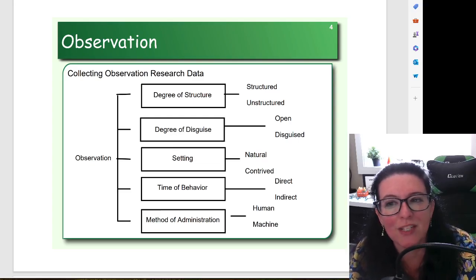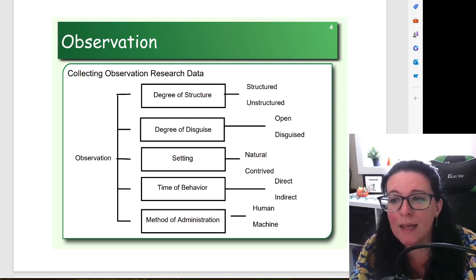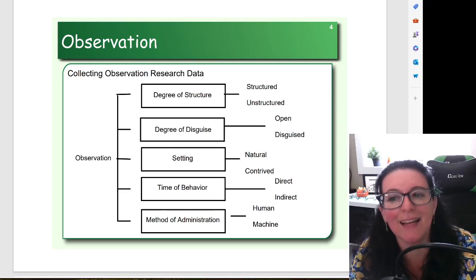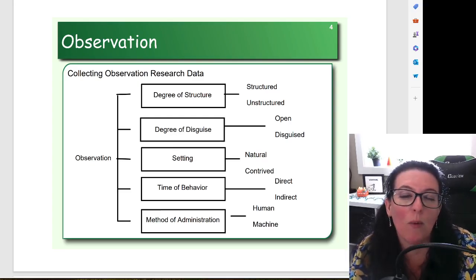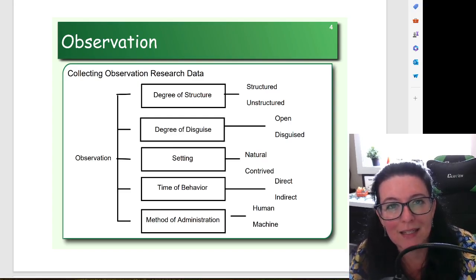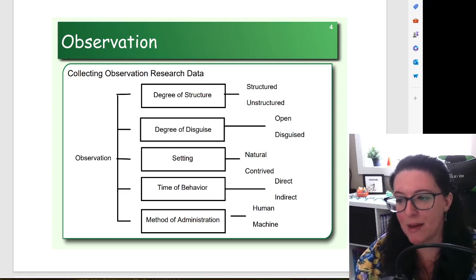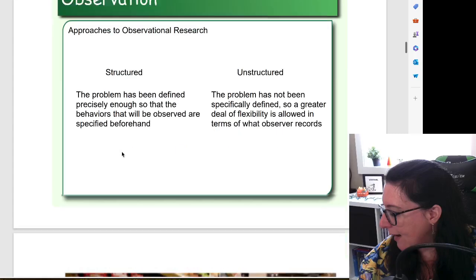We talked about degree of disguise. Is it open so people know they are being observed? Or do they not know they're being observed? And the trade-off for the Hawthorne effect, changing behavior because they're being observed, versus our ethical requirements of informed consent. In this particular video, we're going to look at setting, natural or contrived, and we're going to look at the time of behavior. Are we watching people as the activity occurs, or are we looking at evidence of a previous activity? So let's dive into setting.